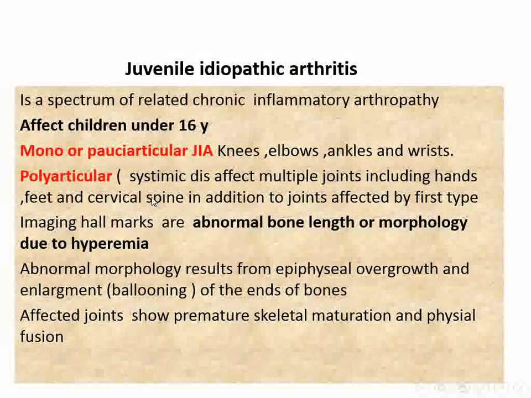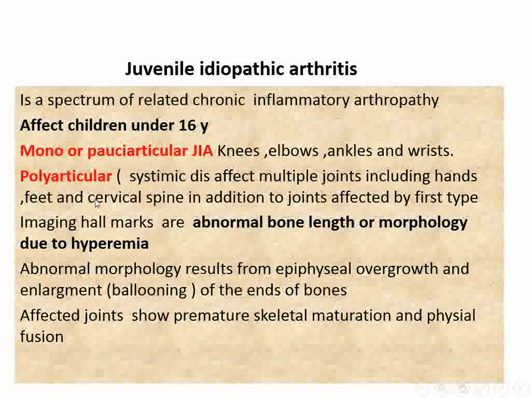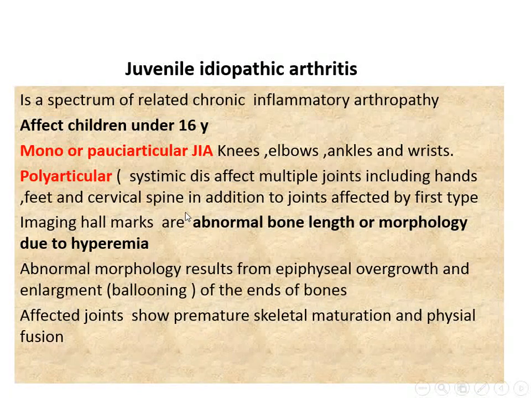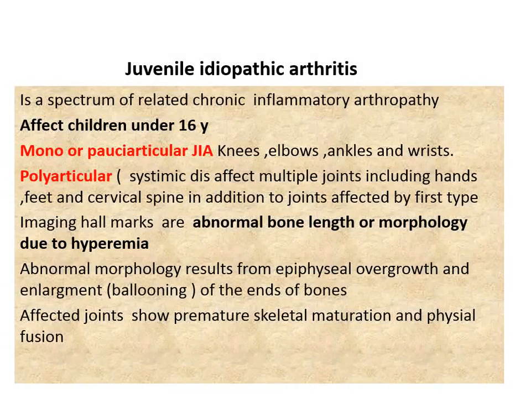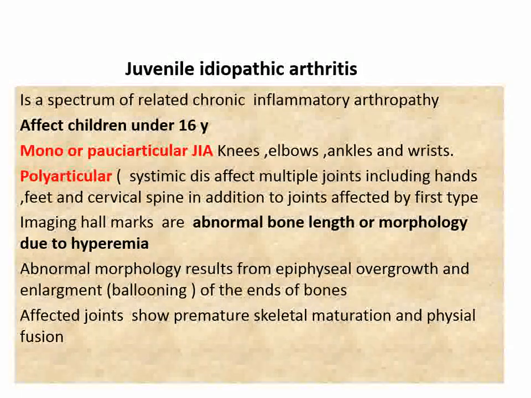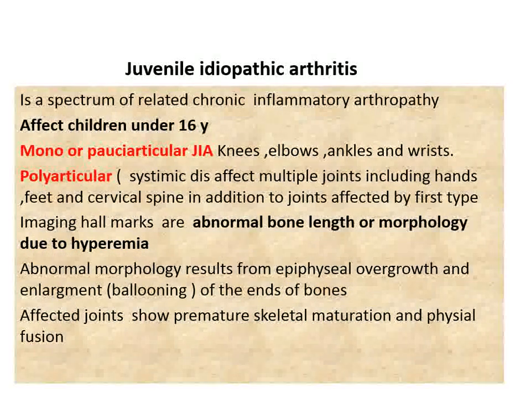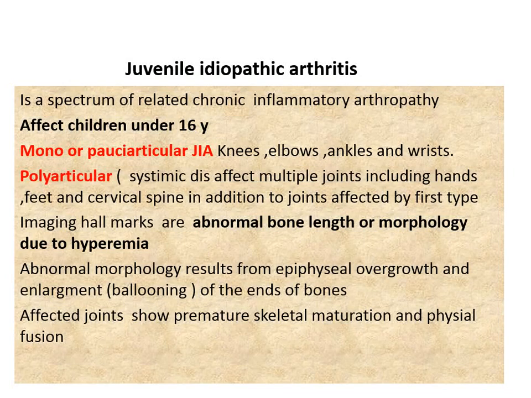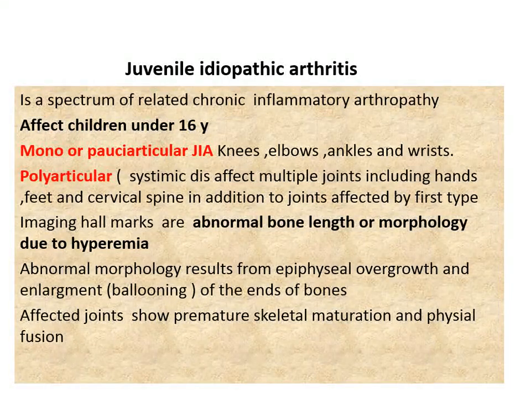The other entity, which is similar in some way to hemophilia, is called juvenile idiopathic arthritis. It is a spectrum of related chronic inflammatory arthropathy, affecting mainly children under 16 years. So it is of skeletally immature patients, and has two classifications, mono or pauciarticular, which can affect mainly one joint or a few joints, like knees, elbows, ankles, and wrist.